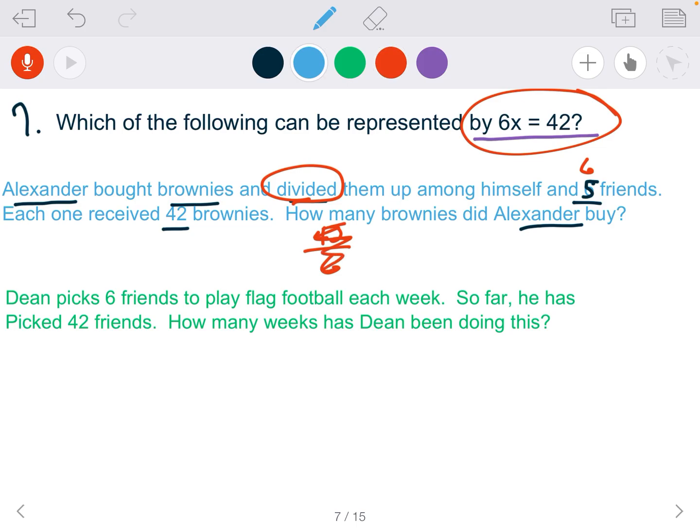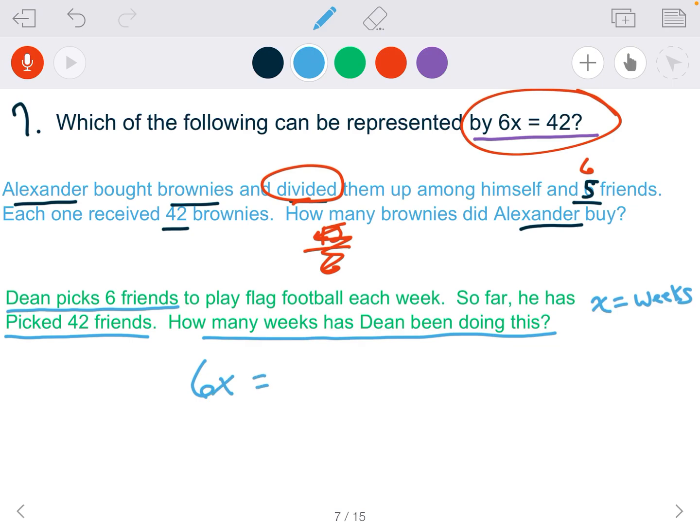So let's look at the one in green and see if that matches. Dean picks 6 friends to play flag football each week. So far, he has picked 42 friends. How many weeks has Dean been doing this? Well, if the number of weeks is x, and he picks 6 friends each week, that's 6x, and he's doing it for 42 total, so this equation fits my 6x equals 42. So I would pick the one here.